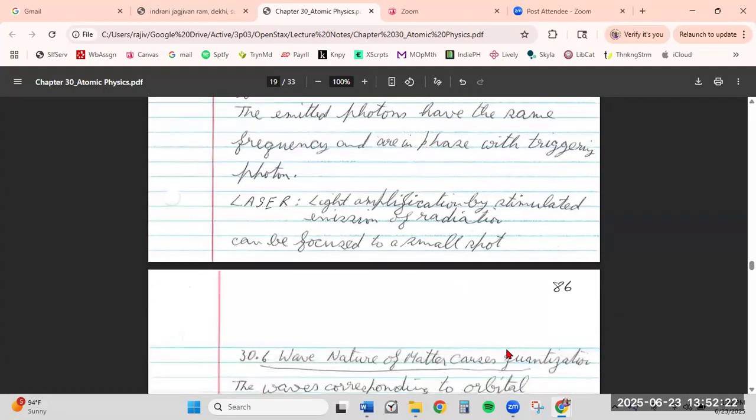The term laser is an acronym for light amplification by stimulated emission of radiation. And because all of the photons are in phase, there's coherence, and laser light can travel long distances without being scattered. So you can focus laser light at a very small spot in space.